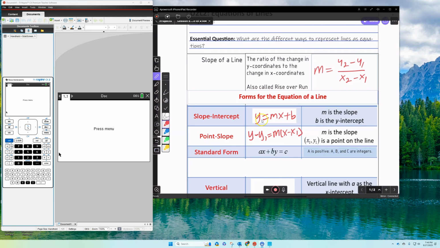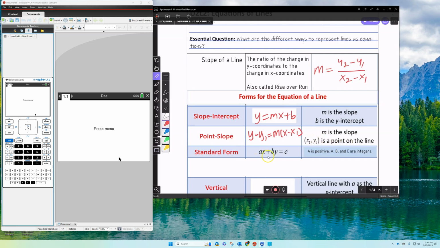Slope-intercept form is in the form y equals mx plus b, and this is a linear equation where m is the slope, b is the y-intercept, and notice it's equal to y. Point slope is a formula that will let you write an equation. In this case, m is the slope again, and x1, y1 is a point on the line. You just need one point.